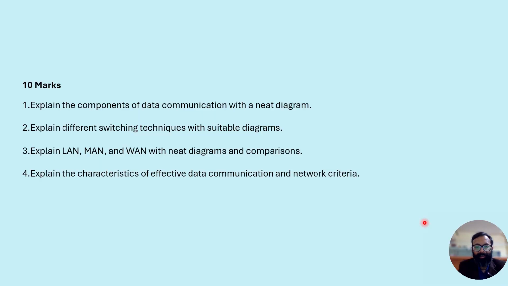So this completes part 1 of module 1, where you can expect major questions like these four: explain the components of data communication with neat diagram, explain different switching techniques with suitable diagram, explain LAN, MAN, WAN with neat diagram, and explain characteristics of data communication and network criteria. These types of questions will be asked for 10 marks, where you have to write an elaborate answer.